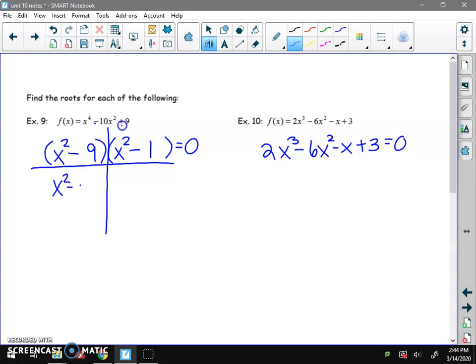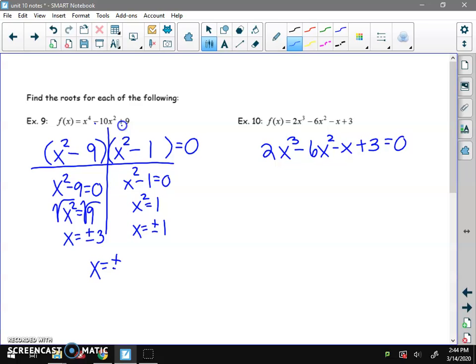I'm going to do the square root method. So x squared minus 9 equals 0, x squared equals 9. When I take the square root of each side, I get x equals plus or minus 3. On this side, x squared minus 1 equals 0, x squared equals 1, x equals plus or minus the square root of 1, which is 1. So my answers are plus or minus 3 and plus or minus 1. Because these each showed up just one time, they each have a multiplicity of 1.